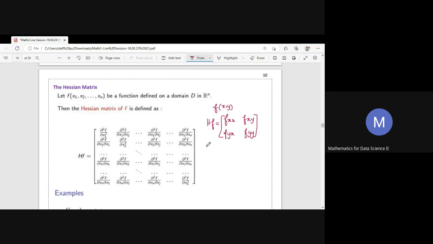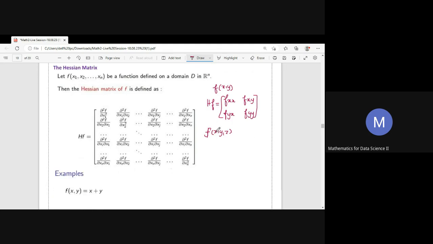If we look into a 3 by 3 matrix, that is what I'm going to do next. So now if you are having 3 variables, then what is your Hf here? fxx, fxy, fxz, fyx, fyy, fyz, fzx, fzy, and then fzz. Okay, fine. So this is the Hessian matrix with respect to 3 variables.